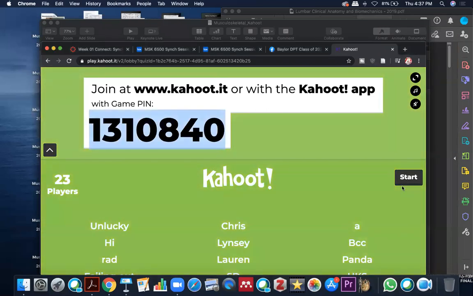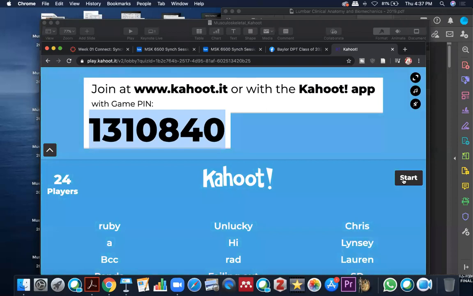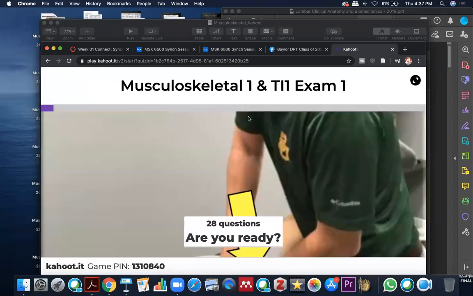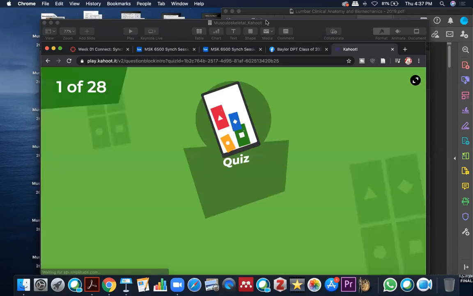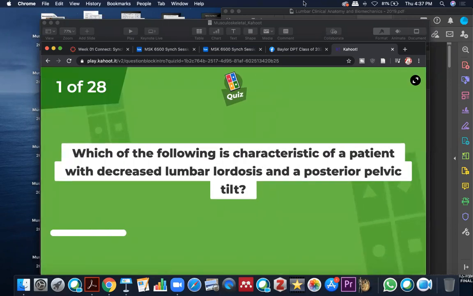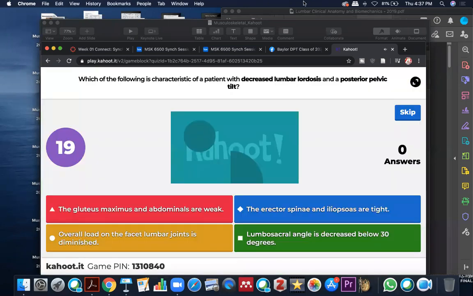All right, so we're going to go ahead and get started. Again, it's just intermixed, but we're going to start with musculoskeletal. All right, here we go. Question number 1: which of the following is characteristic of a patient with decreased lumbar lordosis and posterior pelvic tilt?